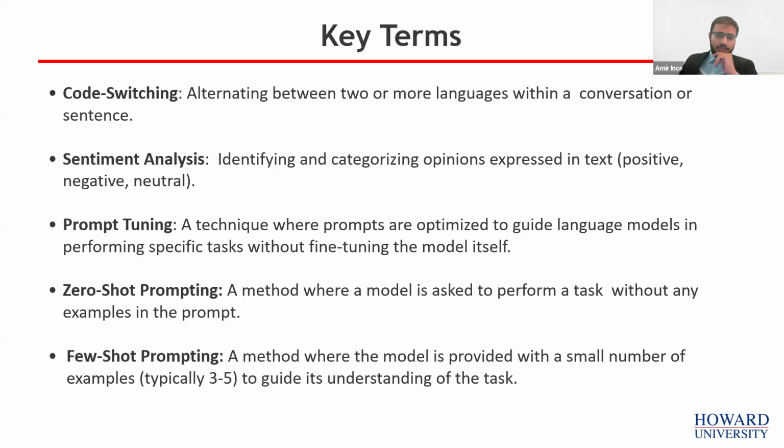Then finally, few-shot prompting is a method where the model is provided with a smaller number of examples, typically 3 to 5, to guide its understanding of the task. The expectation is that the model better understands the task it has to perform, given some examples and their labels.